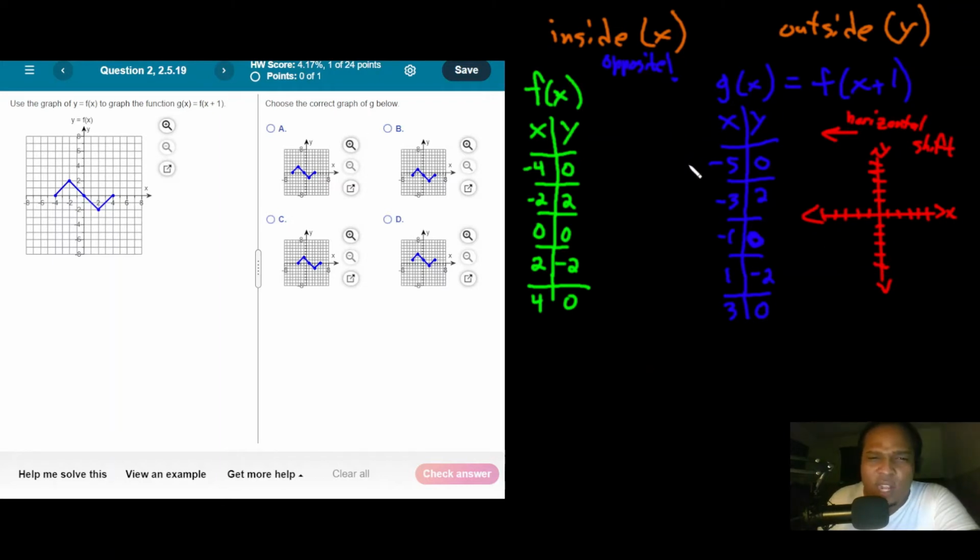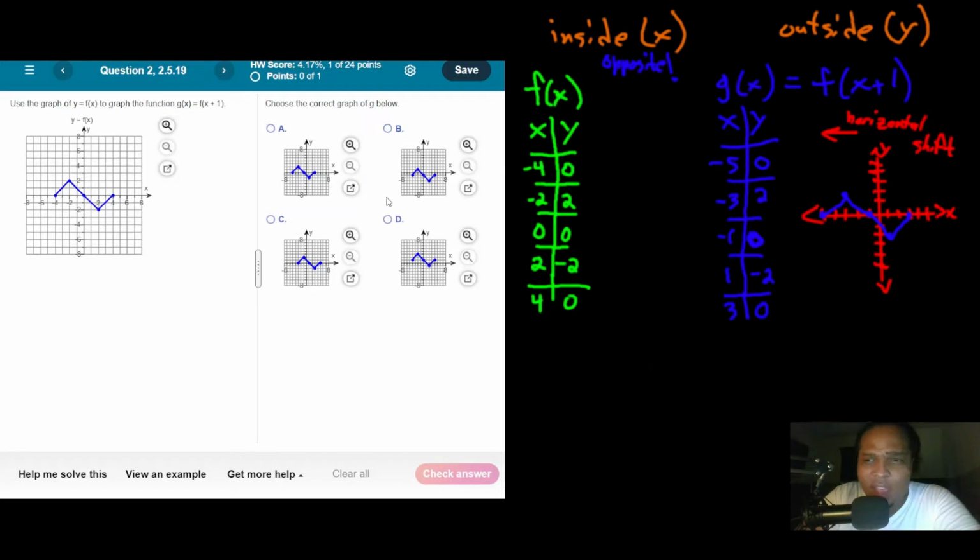We have the original. I'm just going to go ahead and plot g of x. So let's use the g of x color. We have -5, 0, so 1, 2, 3, 4, 5. We have -3, 2, and then we have -1, 0. We have 1, -2, and we have 3, 0. Go ahead and connect your dots. It should look something like that. It should match up perfectly, and you're going to see it is. So have faith in your mathematics.